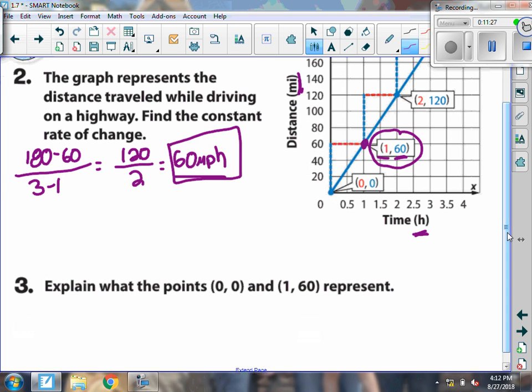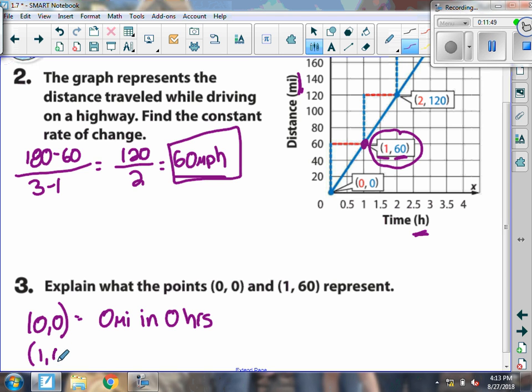Now example 3 says, explain what the points (0, 0) and (1, 60) represent. So yes, (0, 0) is the origin, but what does it represent in relevance to this graph? So it represents 0 miles in 0 hours.